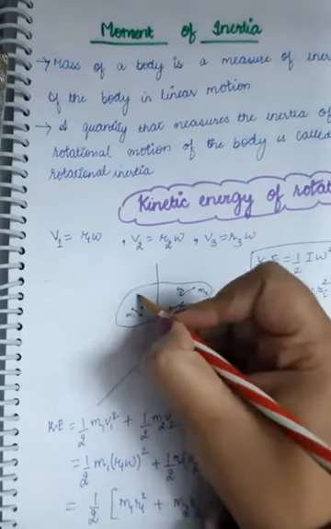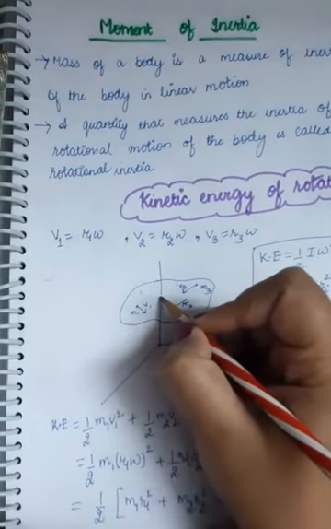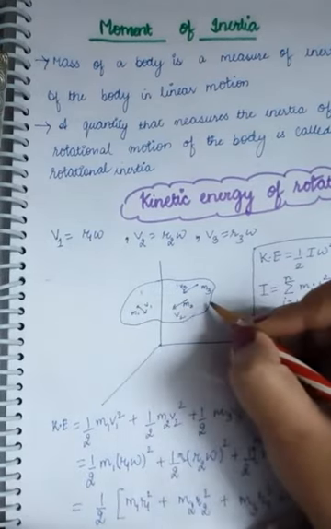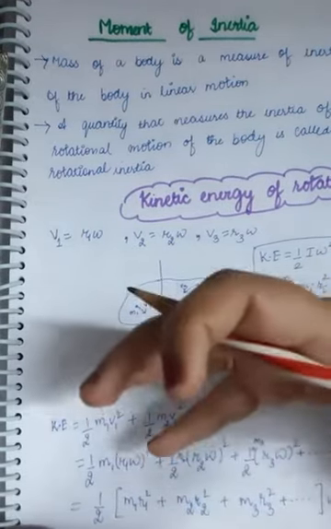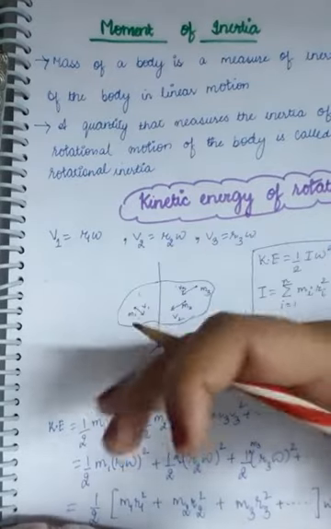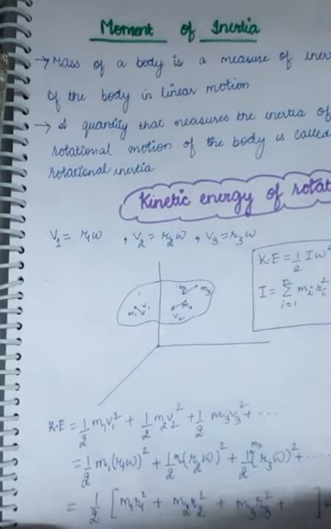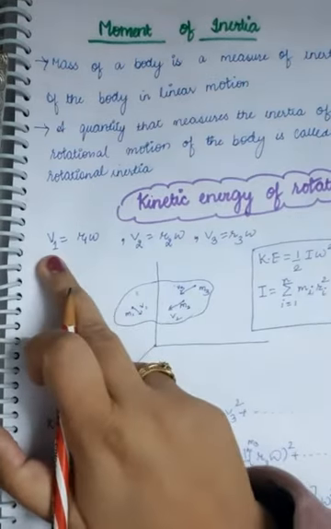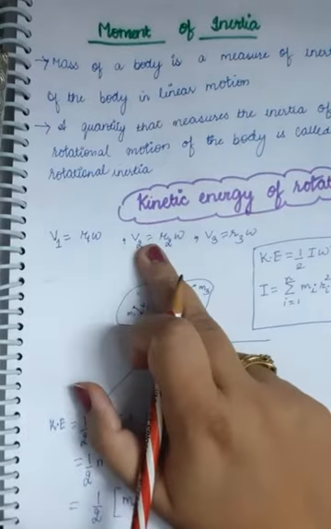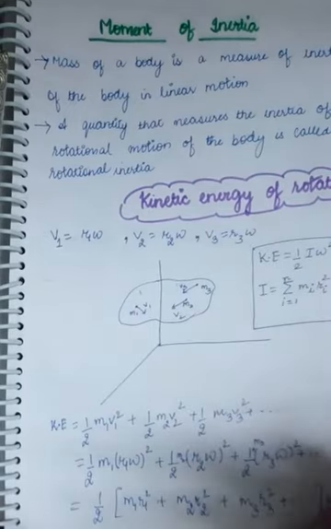Now, when you talk about the distribution of particles in this body, suppose mass m1 is r1 vector away from the axis, and suppose m2 is r2 vector away from the axis. So basically all the particles are situated r1, r2 and so on distances away from the axis, and the whole body is rotating with the angular velocity omega. So v1 equals r1 omega, v2 equals r2 omega, v3 equals r3 omega, and so on.